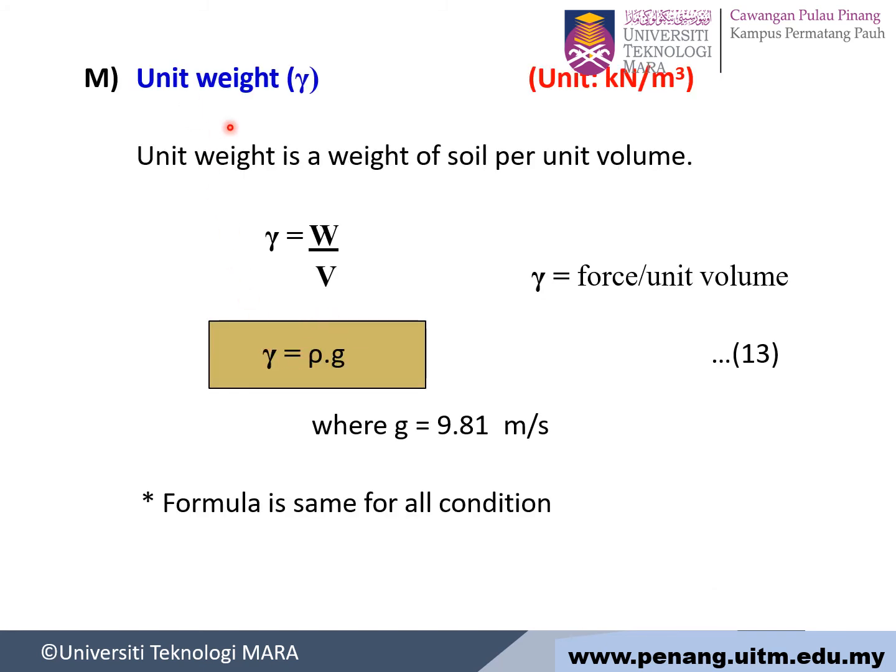Okay, this is the equation for unit weight. Unit weight is equal to rho times g. So for example, unit weight for bulk is rho bulk times g, where g is 9.81. Unit weight for dry is rho dry times g. Unit weight for fully saturated is rho saturated times g. That is how to determine the unit weight.